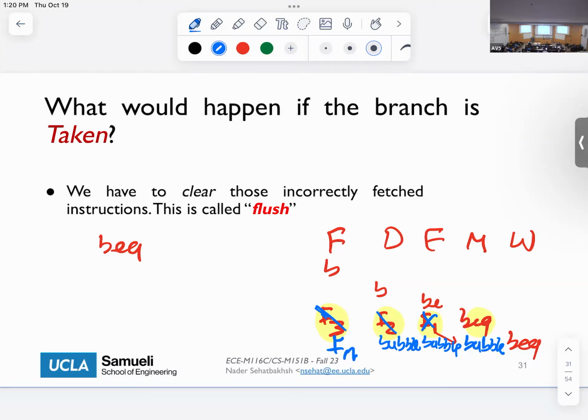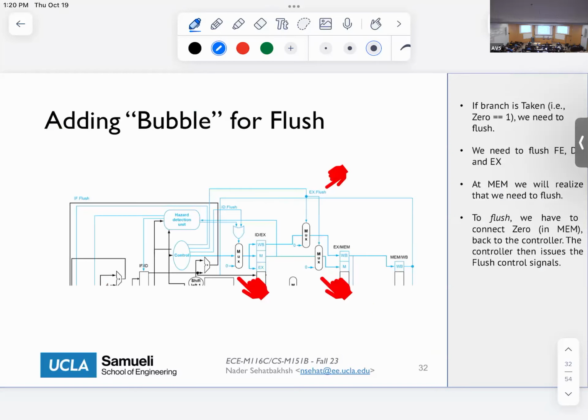So I fetched 3 wrong instructions. They are in the fetch, decode, and execute stage. Still, nothing bad happens in terms of writing because I'm just doing some temporary values. But the moment it's shifted to the memory stage, that's when it potentially might write into my main memory. I'm going to replace that with a bubble. So I need to replace 3 things with 3 new bubbles.